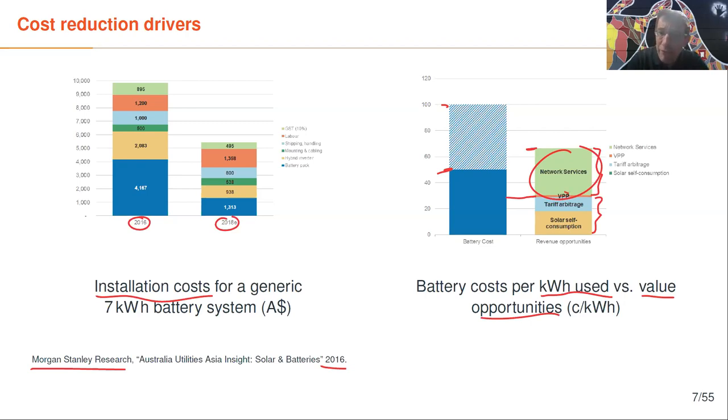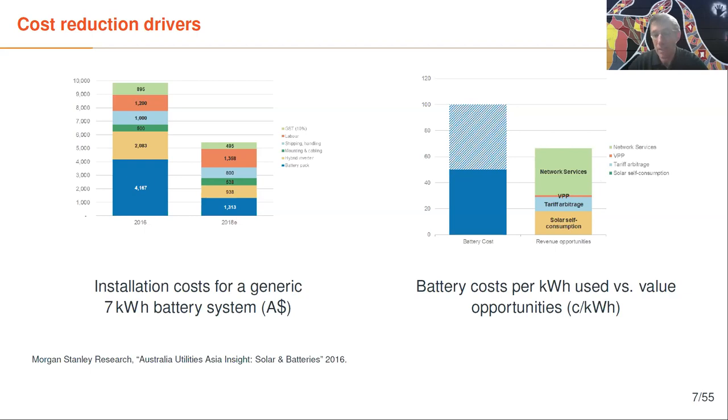Now, here in the middle, we have VPPs. As I will discuss in my presentation, the boundary between network services and VPPs is blurred. It's not crisp. So you can argue that they basically come in one bucket.